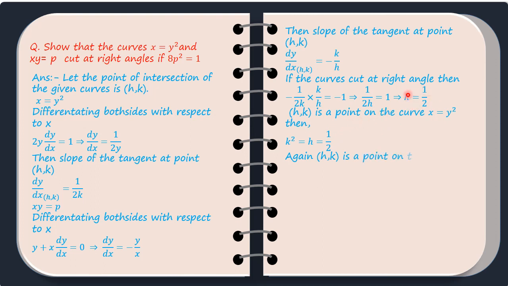So from here the value of h is equal to half. If you put it here, we will find the value of k square is half. Again h comma k is a point on this curve also, xy is equal to p. So again put the value of h and k here. If we find this, p square is equal to 1 upon 8. Here is the condition, 8p square is equal to 1. So I am taking these two curves cut each other at right angle, then here is the condition, that is 8p square is equal to 1. So we prove this condition.